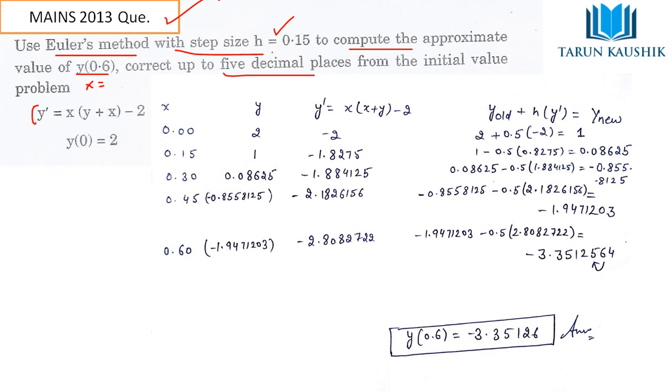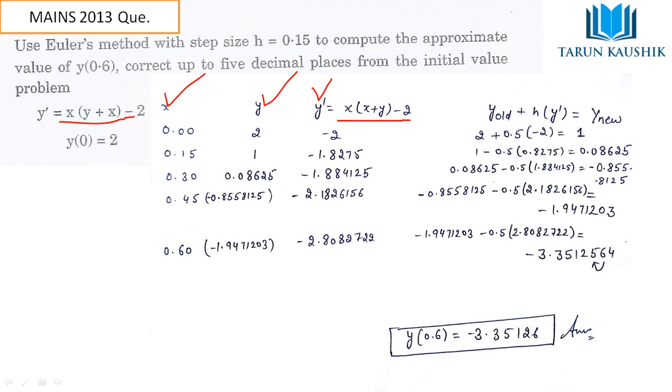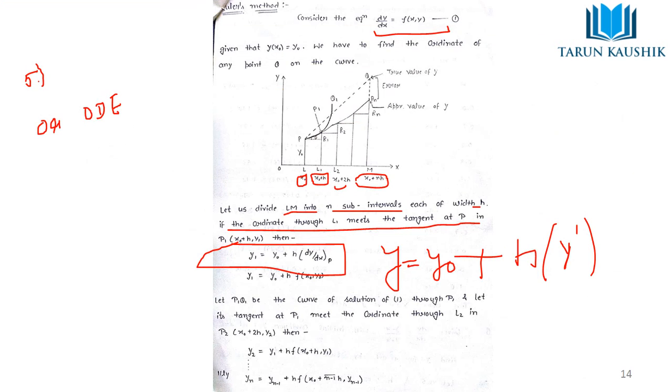This is y dash that is given. Okay, and y of 0 is equal to 2, which means that when x is 0 then y is equal to 2. So we will make a table in this form. There will be x and y dash. This is the formula I have taken, x into y plus x minus 2, and y old plus h into y dash is equal to y new, which we have studied in the previous slides. That is the formula: y new is equal to y old plus h into the derivative.